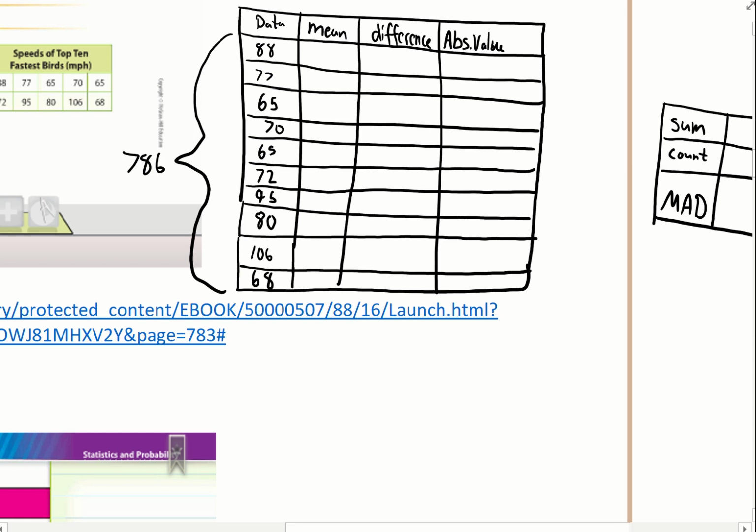Now I have to find the mean. I added all these numbers together, and I have 10 numbers, so I'm going to divide by 10. My mean is 78 and 6/10. So I'm going to have 78 and 6/10 all the way down this chart.